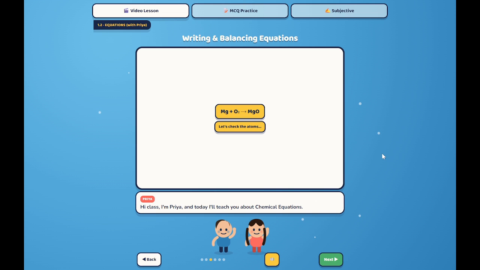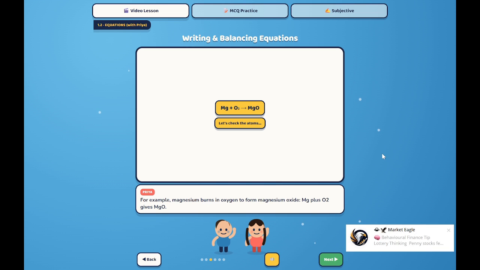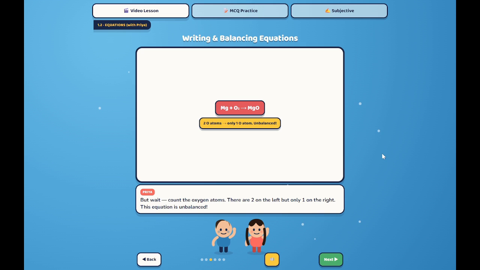Hi class, I'm Priya, and today I'll teach you about chemical equations. A chemical equation is a short way of writing a chemical reaction using symbols and formulas. For example, magnesium burns in oxygen to form magnesium oxide, Mg plus O2 gives MgO. But wait, count the oxygen atoms. There are 2 on the left but only 1 on the right.